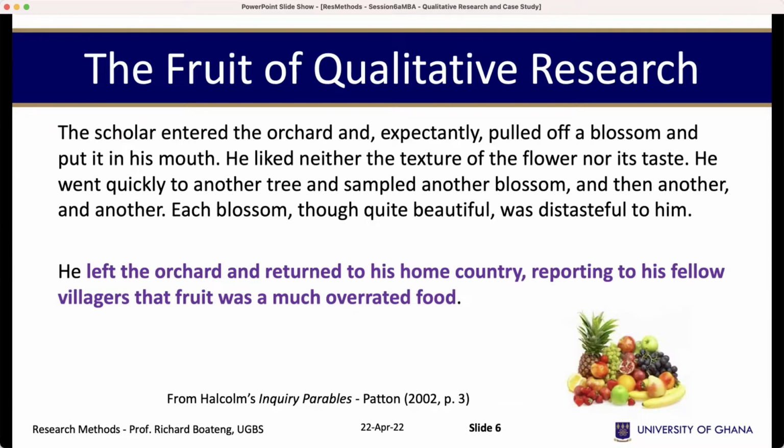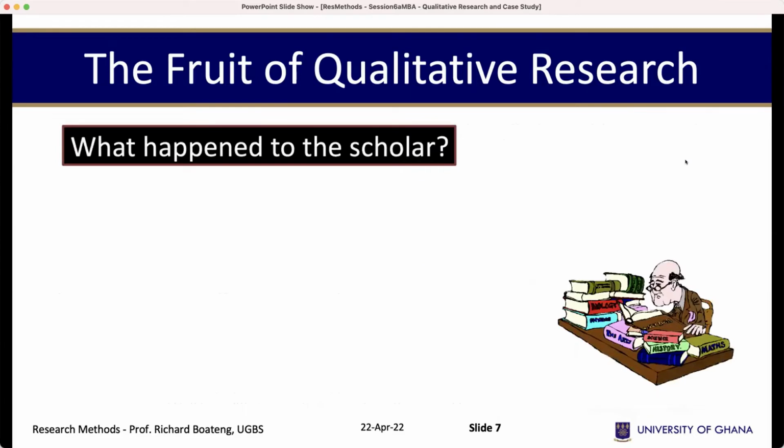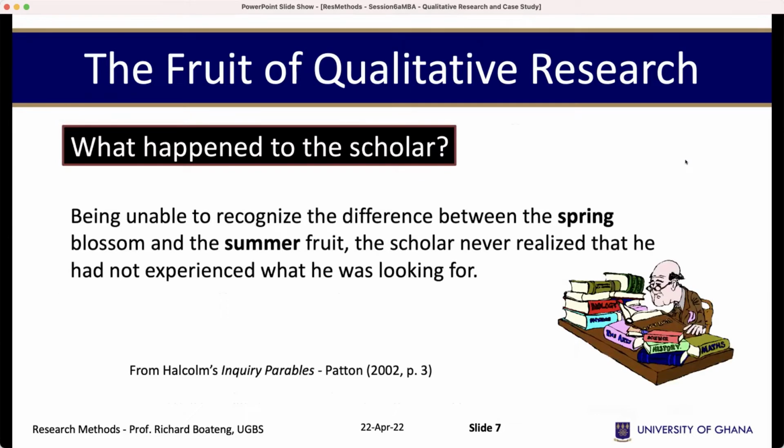And that is what actually happens in qualitative research. Context was taken into consideration, but the timing was not. So, unable to recognize the difference between spring blossom and summer fruit, the scholar never realized that he had not experienced what he was looking for. And that tells you how limited his view was based on the timing he had gone there.